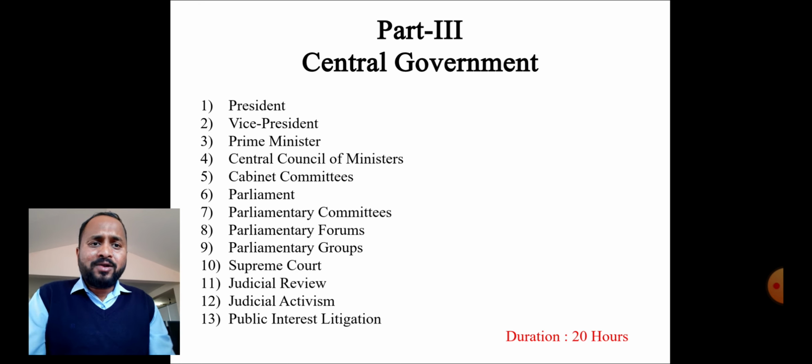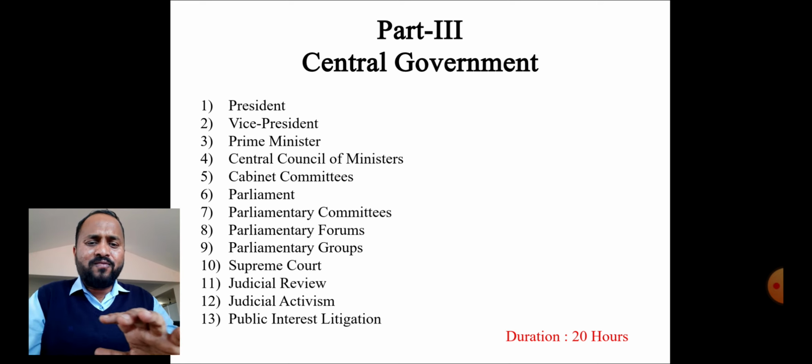Next, part 3 of the Indian polity, that is the central government. The central government comprises the president, vice president, prime minister, central council of ministers, cabinet committees, parliament, parliamentary committees, parliamentary forums, parliamentary groups, Supreme Court, judicial review, judicial activism, and public interest litigation.